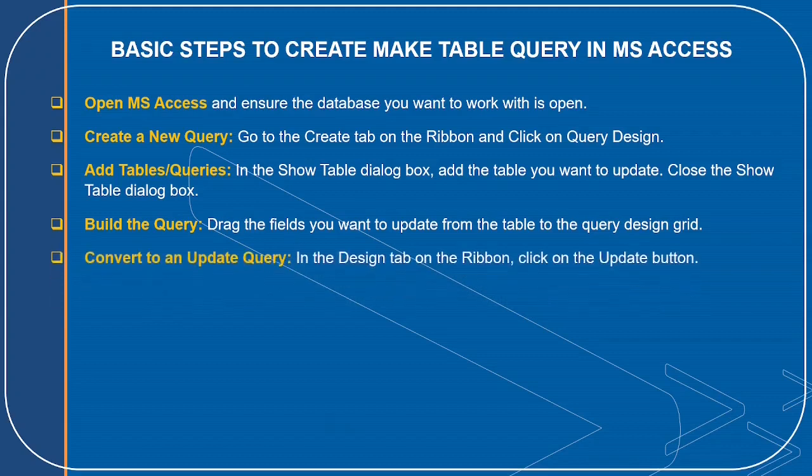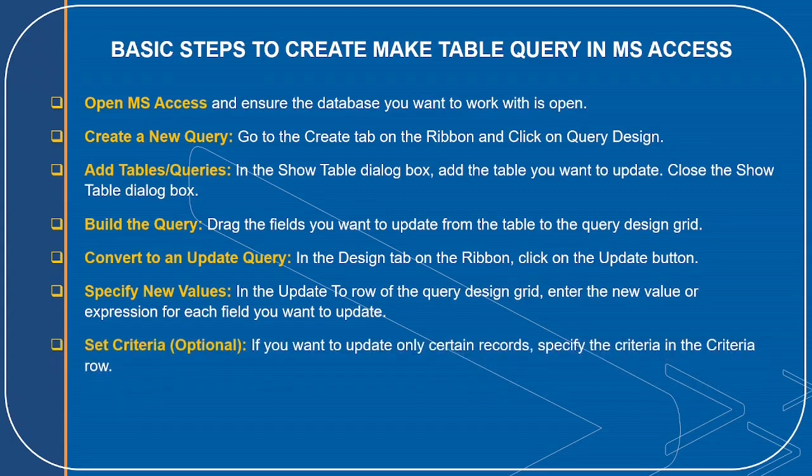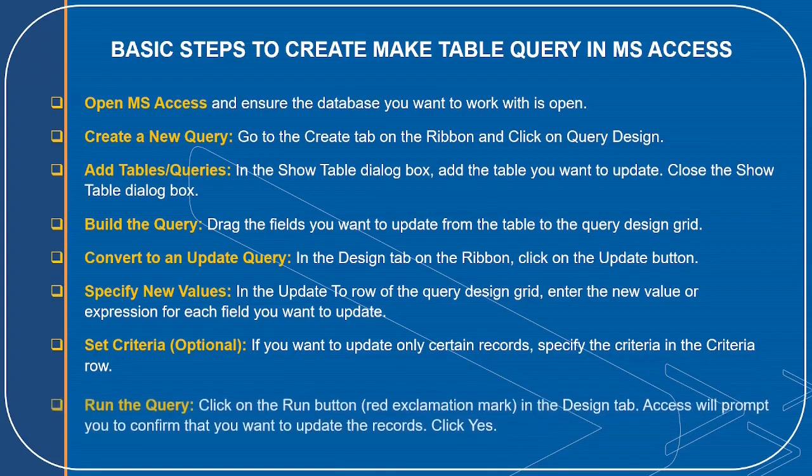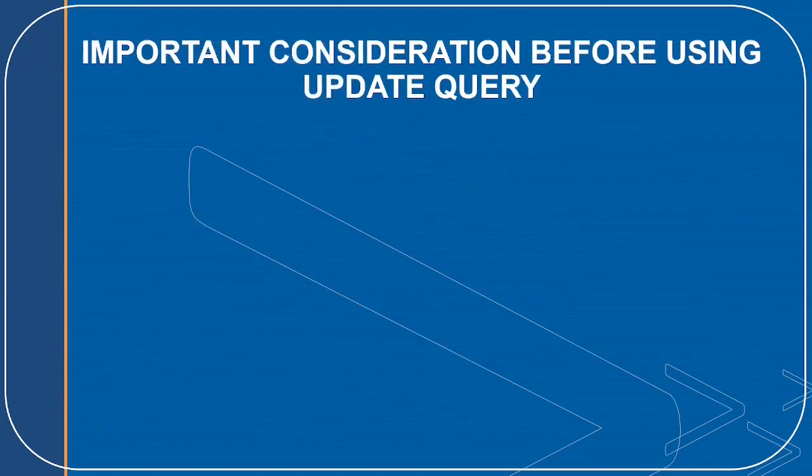4. Build the query, drag the fields you want to update from the table to the Query Design grid. 5. Convert to an update query, in the Design tab on the ribbon, click on the Update button. 6. Specify new values, in the Update to row of the Query Design grid, enter the new value or expression for each field you want to update. 7. Set criteria, if you want to update only certain records, specify the criteria in the criteria row. 8. Run the query, click on the Run button in the Design tab. Access will prompt you to confirm that you want to update the records. Click Yes.